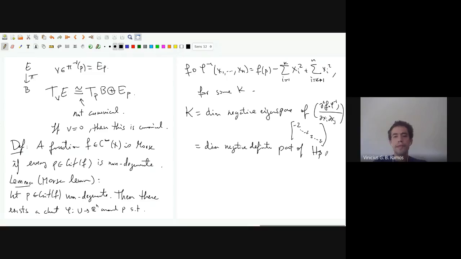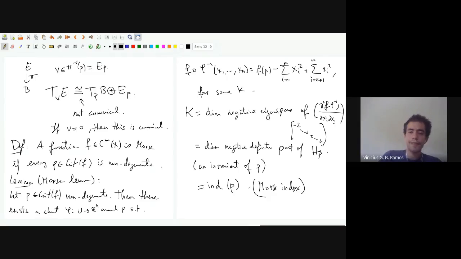So in particular, this is an invariant of P. It doesn't depend on the choice of charts. And this is called the Morse index. Now let's prove this lemma, and then we'll talk about a bunch of examples.